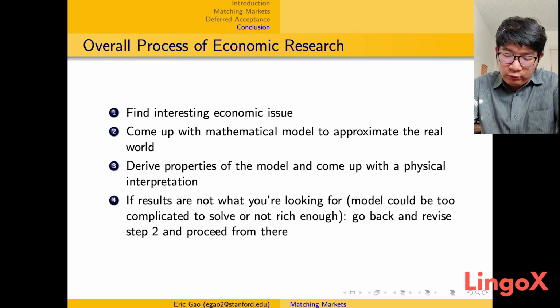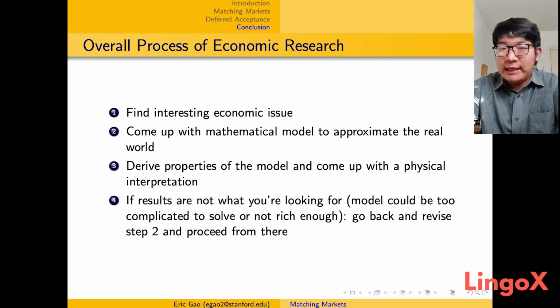And if step 3 doesn't quite work out, for instance, if the model is too complicated for you to actually derive any properties, or if the model is too simple to actually have any interesting properties at all, then you would go back to the second and third step, revise the model, come up with new properties, and keep on repeating until you have a desired outcome.